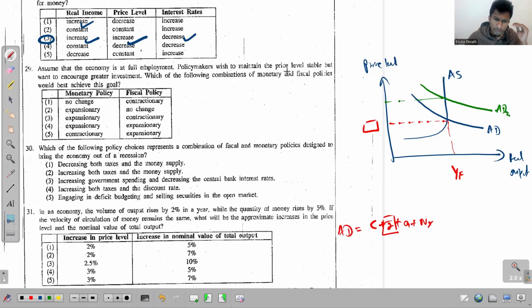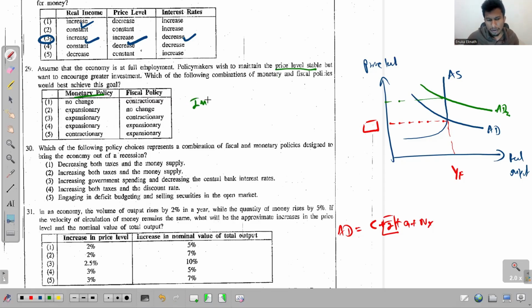Right. So to maintain a lower price level, the monetary policy has to be contractionary. But why? Just imagine that the monetary policy is expansionary. If the monetary policy is expansionary, what will happen?